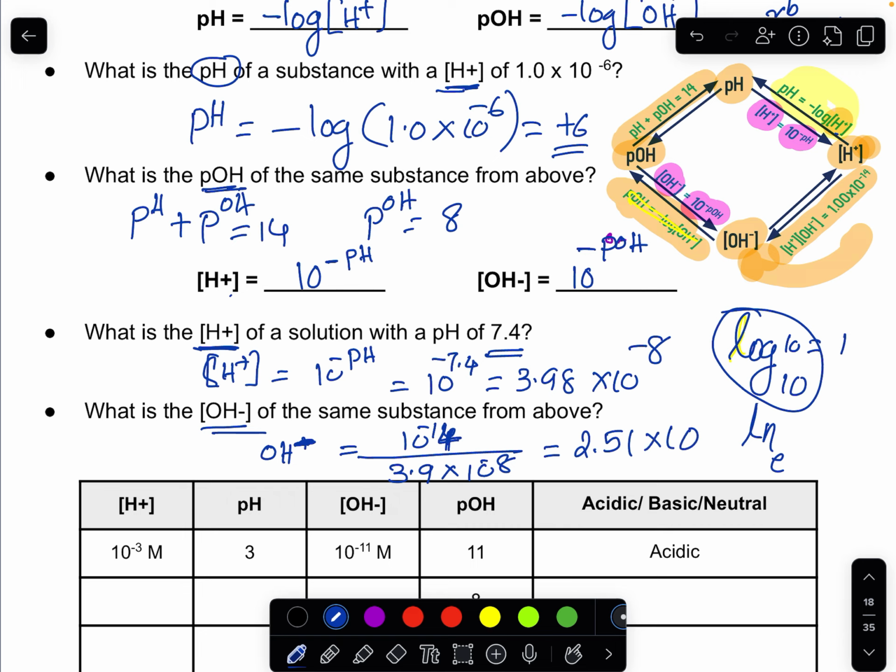2.51 times 10 to the power of negative 23? That is wrong. How come you will get that? Okay, so just do it like this. If you are confused, I'm going to divide 1 by 3.98. What is the answer? 2.51, right? And negative 14 minus negative 8 will be negative 6.